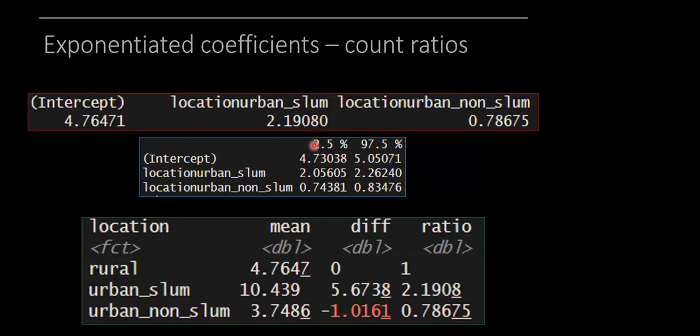I'm not going to go through these one by one, but broadly speaking, we can look at the ratio of the expected count between the different locations. So, for example, in slum areas, the ratio is 2. So it's saying that in slum areas compared to rural areas, the expected count is going to be twice as high in slum areas compared to rural areas.